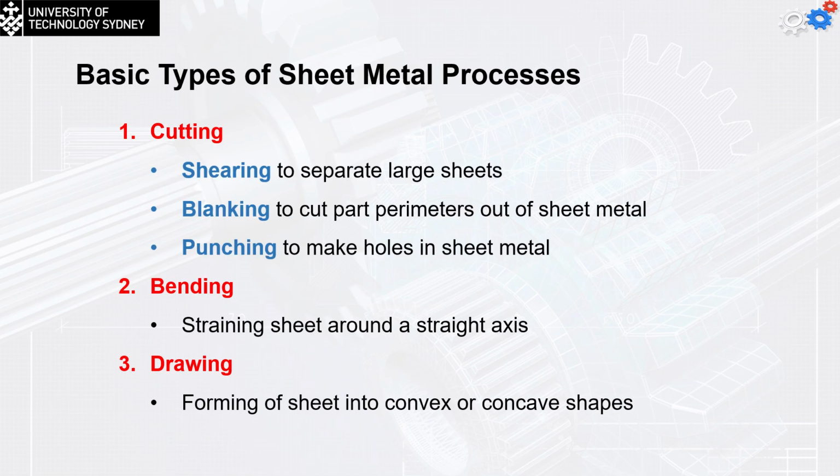The basic types of the sheet metal process is going to be doing the cutting by using the shearing to separate the large sheets, like the guillotine you found in the lab. Also using the metal scissor. So it's going to add 2 opposite direction forces that add a shear force to make the part separate. We do have the blanking, which cuts the part perimeters out of the sheet metals. And we have the punching, which is making holes in the sheet metal. For the bending, we're going to be straining the sheet around the straight axis, and you remember how to do that. We have the drawing, which is forming the sheet into convex or concave shapes.